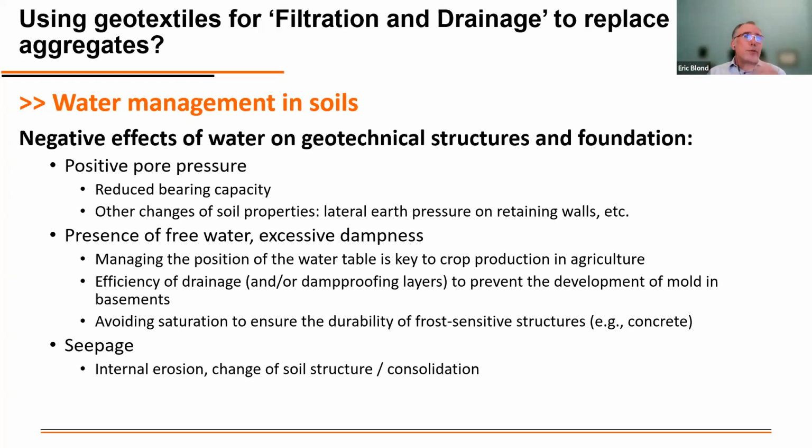Positive pore pressure can reduce the bearing capacity of soils. It can bring some other change in soil properties. Presence of free water, of excessive dampness near the foundation of a building can bring molding problems in buildings. It will affect the crop production in agriculture, etc., etc. So there are many consequences which are caused by the poor management of water in the soil in different environments.